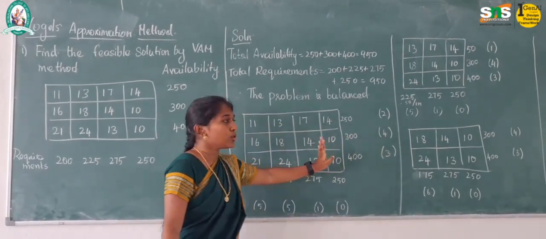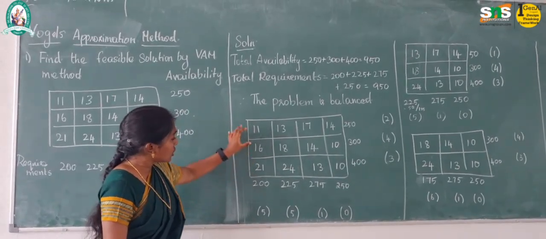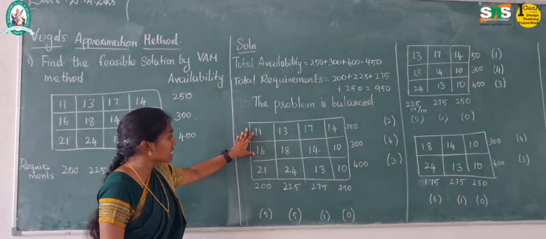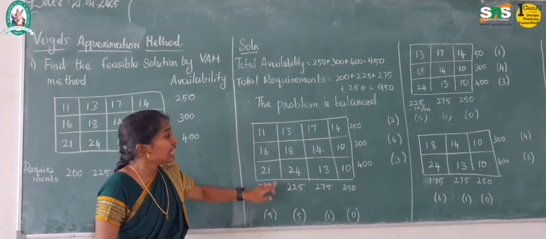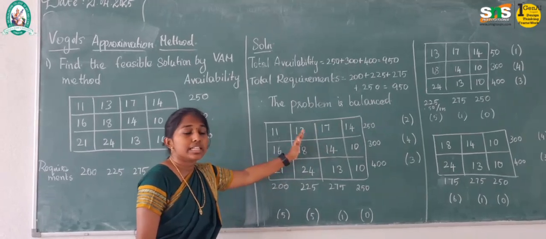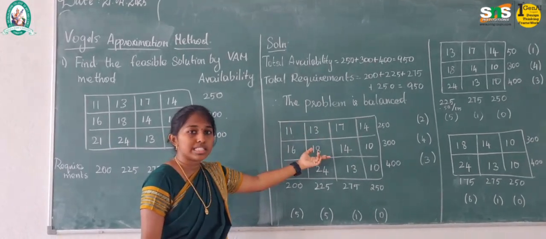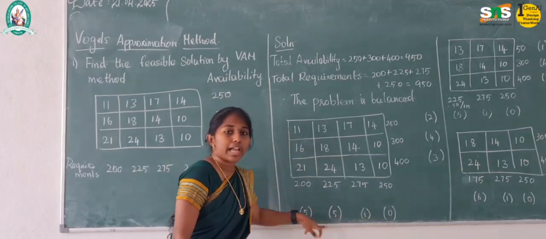Likewise, we are going to do the same step for the columns also. So in the first column, the two smallest numbers are 11 and 16. By subtracting these two numbers, I get an answer of 5. Likewise, we have to do this for all the columns. By subtracting the two smallest numbers, we get an answer, which is written in the bracket itself.